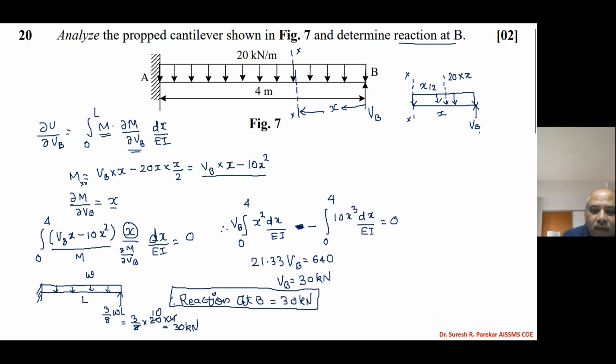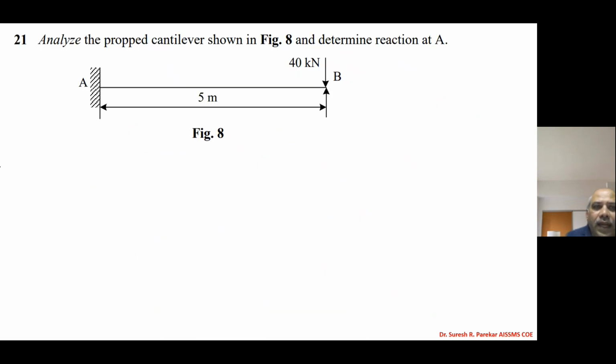This is the first problem. Now we will switch over to the second problem. We have the propped cantilever shown in the figure and we have to determine the reaction at A. Again, in the same way, we are going to consider this as X. Then I will directly write M is equal to VB into X minus 40 into X. And then we have dabba M by dabba VB, which is equal to X.